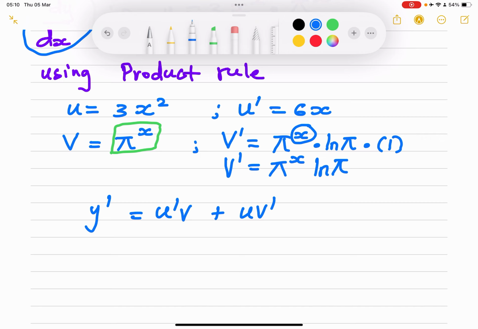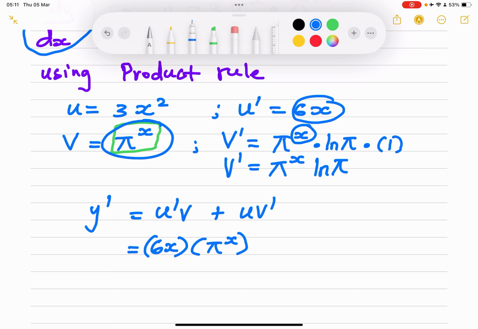All right, now let's plug in our pieces. The derivative of u, we said, is 6x. So we plug in 6x here. We times it by v, which is pi to the power of x. Our v is pi to the power of x, and then we have a plus u, which is 3x squared.